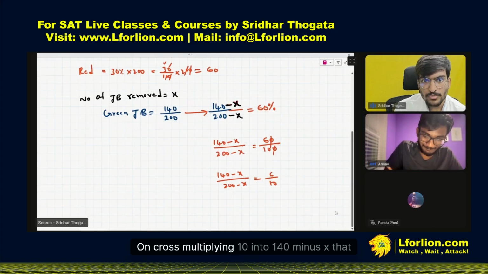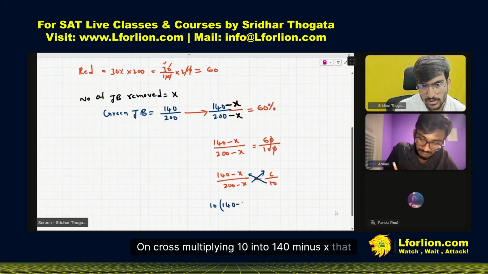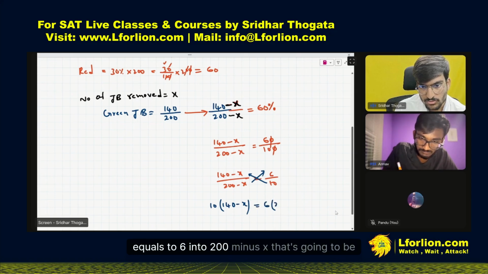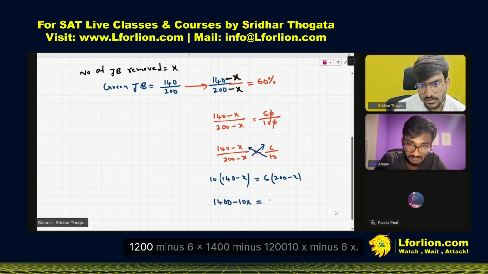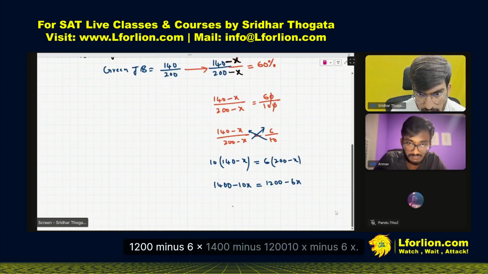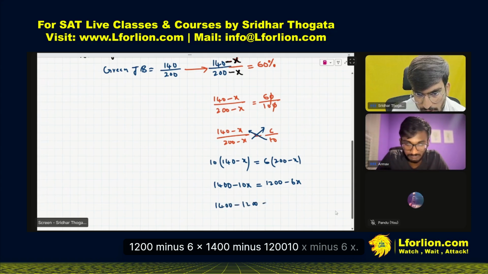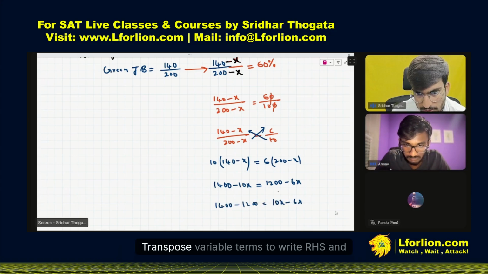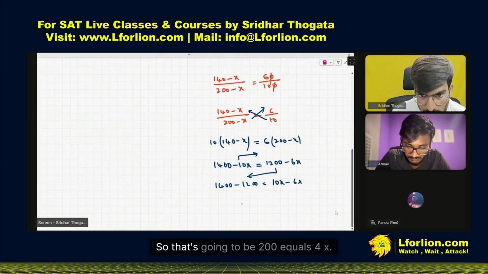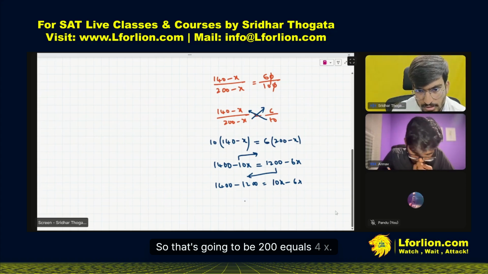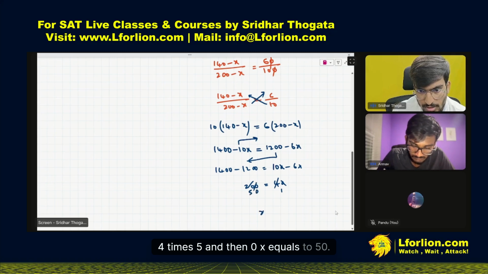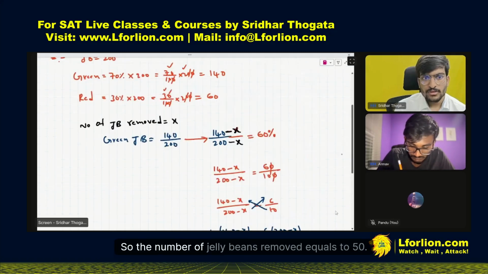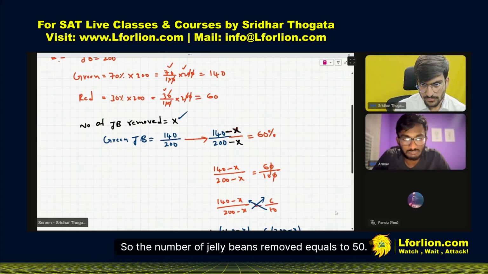On cross multiplying, 10 into 140 minus x equals 6 into 200 minus x. That's going to be 1400 minus 10x equals 1200 minus 6x. So 1400 minus 1200 equals 10x minus 6x. Transpose variable terms to the RHS and constants to the LHS. So that's going to be 200 equals 4x. So 4 times 5 is 20, and then 0. x equals 50. So the number of jelly beans removed equals 50.